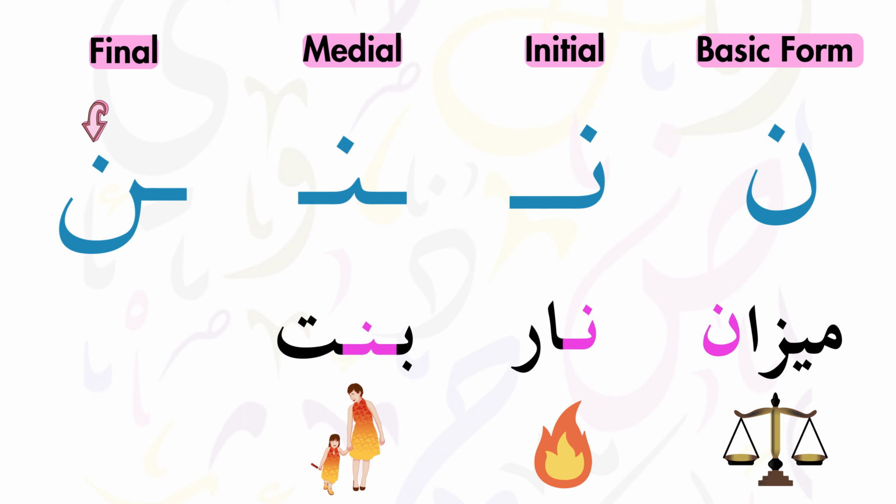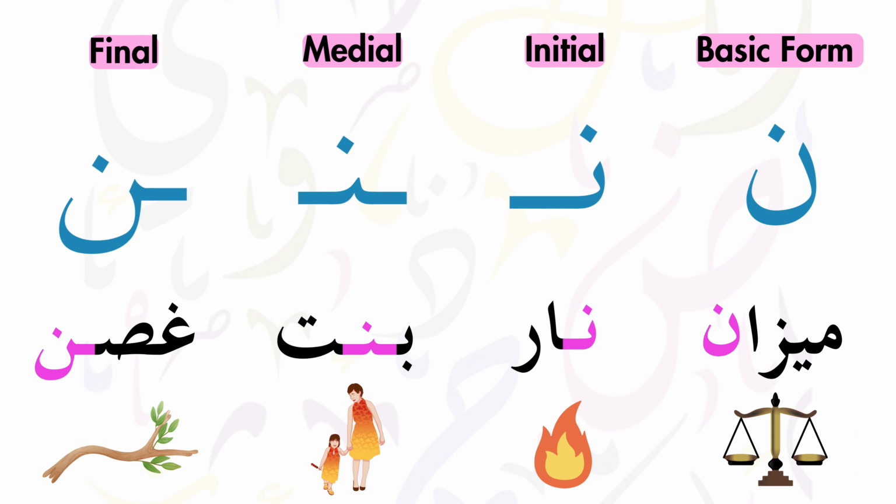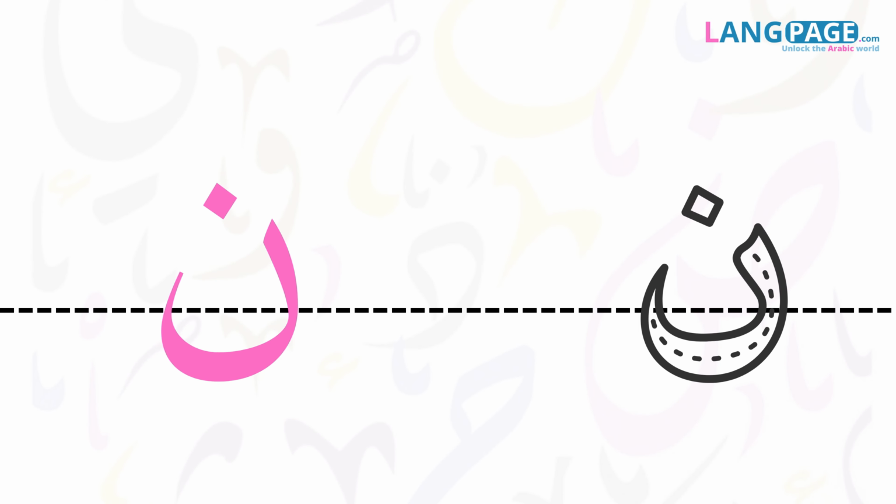Then the last one is the final form, which is similar to the basic with one hand on the right, as in the word ghusn, which means branch. Now let's learn how to write the letter noon. First, I have the basic line. I start above the line, drop, make a semicircle, and come back like a cup, then put the dot.